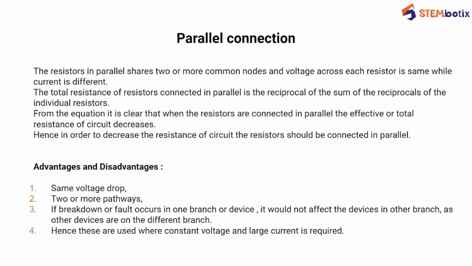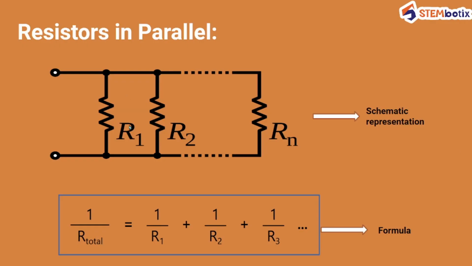Advantages and disadvantages. Now, in this parallel connection, there is the same voltage drop. Two or more pathways are available for current to flow through. And this is the advantage: if a breakdown or fault occurs in one branch or device, it would not affect the devices in other branches, as they are on different branches. Hence, these are used where constant voltage and large current are required. So when there is a constant voltage application, you should connect the resistances in parallel.